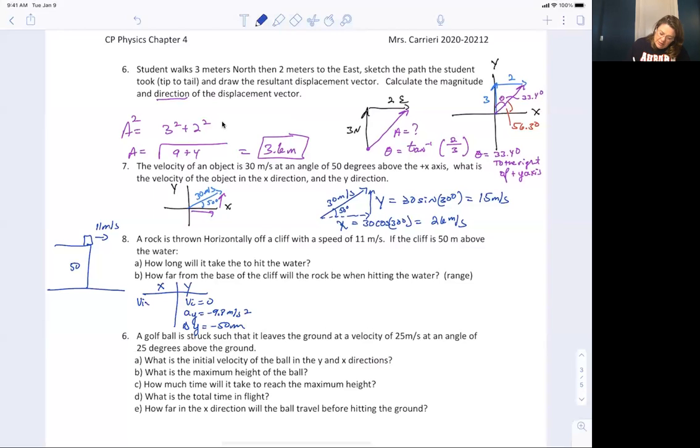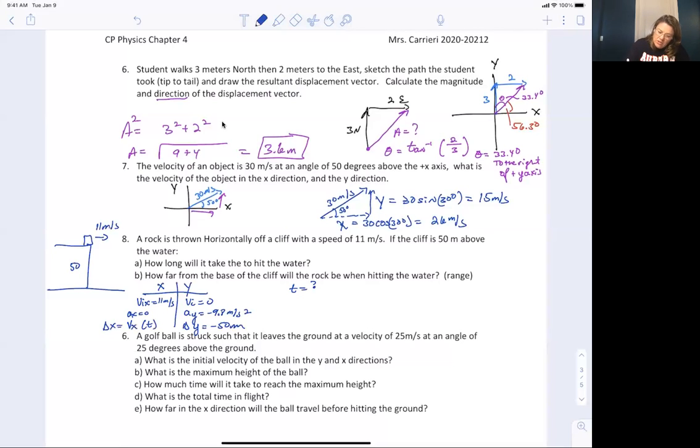Velocity initial in the X direction is 11 meters per second. And we also know the acceleration in the X direction is 0. There's only one equation that works in the X direction: change in displacement in X is equal to its velocity in X times time. I left off the subscript initial because the velocity in the X direction never changes. So if I want to know time, I have to use something in the Y direction to find it.